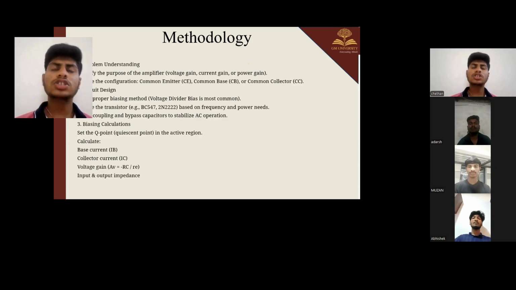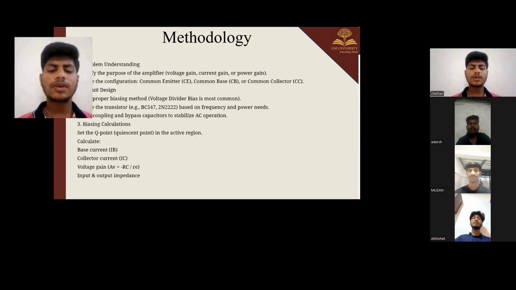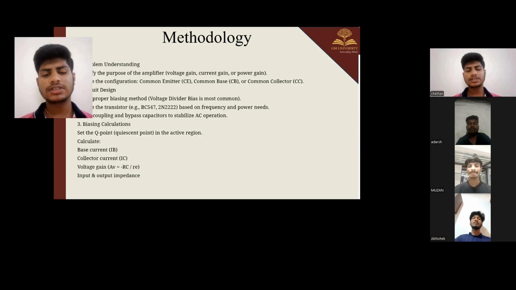On state, saturation region: when sufficient base current is applied to the BJT, the base-emitter junction becomes forward biased, about 0.7 volt for silicon. The transistor is in the saturation region and the collector current becomes maximum. The BJT then behaves like a closed switch. These are the methodology points about BJTs.